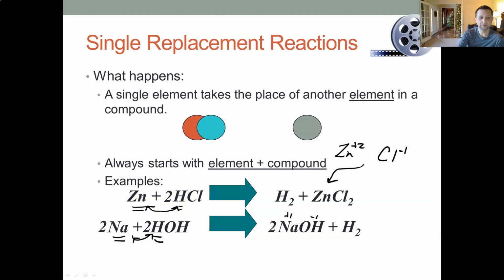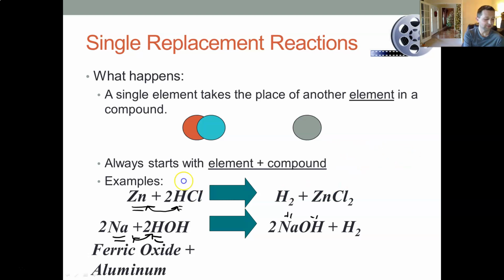All right, same thing so far for these. Now this one is ferric oxide plus aluminum. This is called a thermite reaction. It's a really, really neat reaction. And I have a video clip of that one that I'll show you guys in class. But let's take a look at it. Ferric is iron, right?